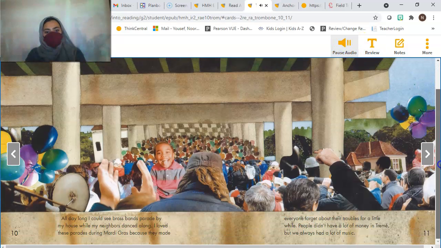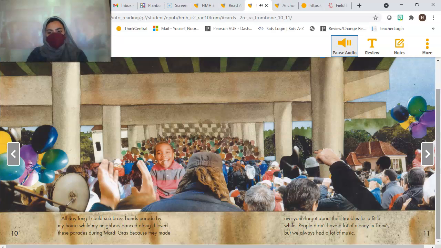All day long, I could see brass bands parade by my house while my neighbors danced along. I loved these parades during Mardi Gras because they made everyone forget about their troubles for a little while. People didn't have a lot of money in Treme, but we always had a lot of music.